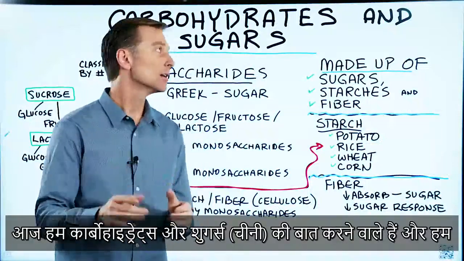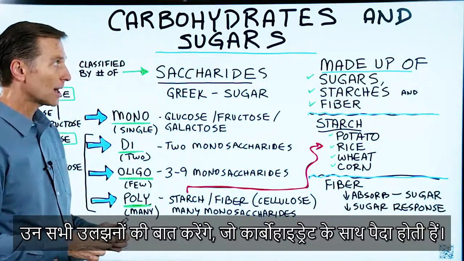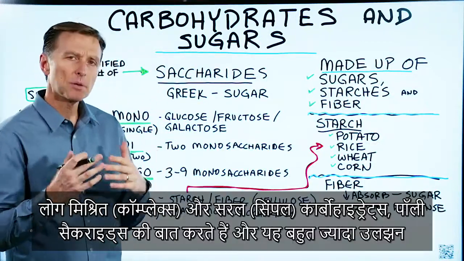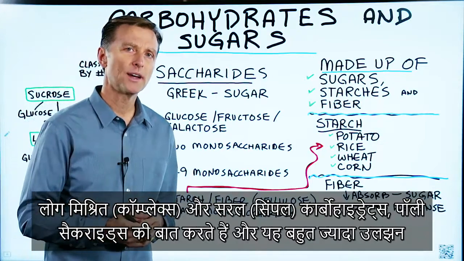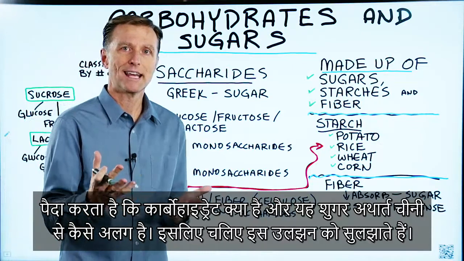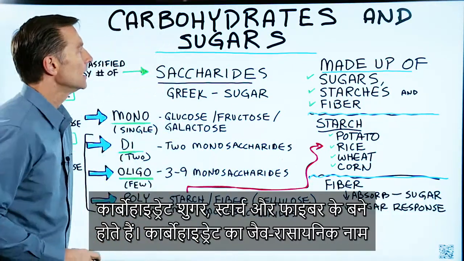All right, today we're going to talk about carbohydrates and sugars and all the confusions that come along with a carbohydrate. People talk about complex carbohydrates, simple carbohydrates, polysaccharides. It's very, very confusing. What is a carbohydrate and how is that different than a sugar? So let's just clear that up.